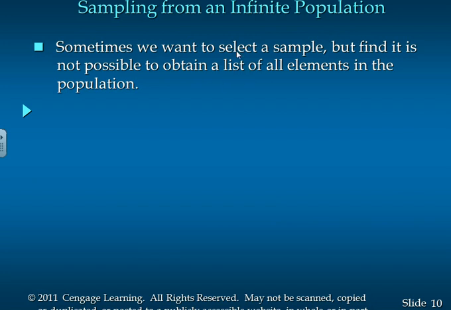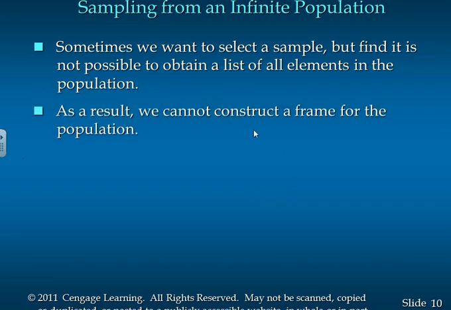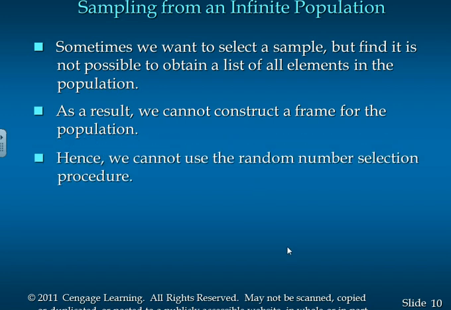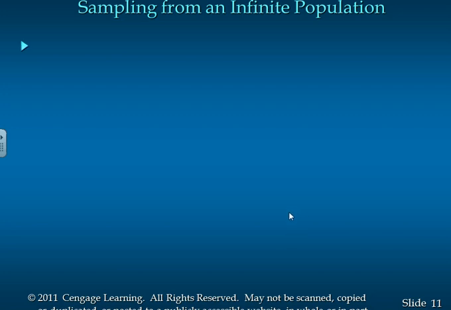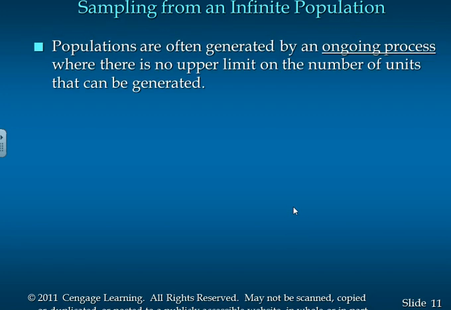Sometimes we have an infinite population. We don't know how many people are in the list. What are we going to do? We can't construct a frame of the population, so we can't construct a random number selection procedure. So what are we going to do? Tell me what we're going to do. We do an ongoing process, with no upper limit on the number of units that can be generated.